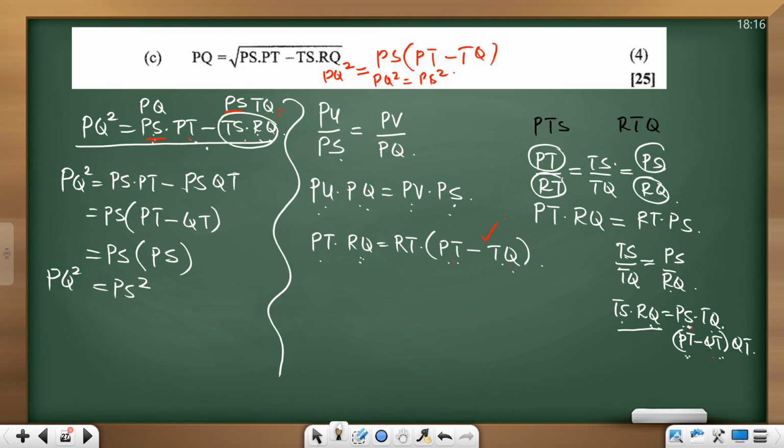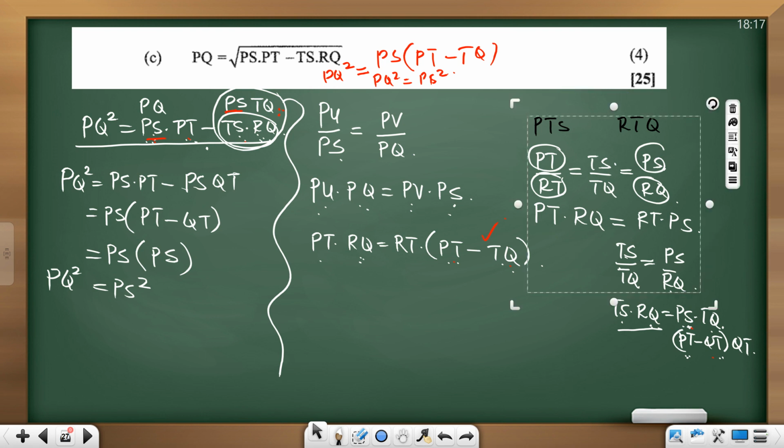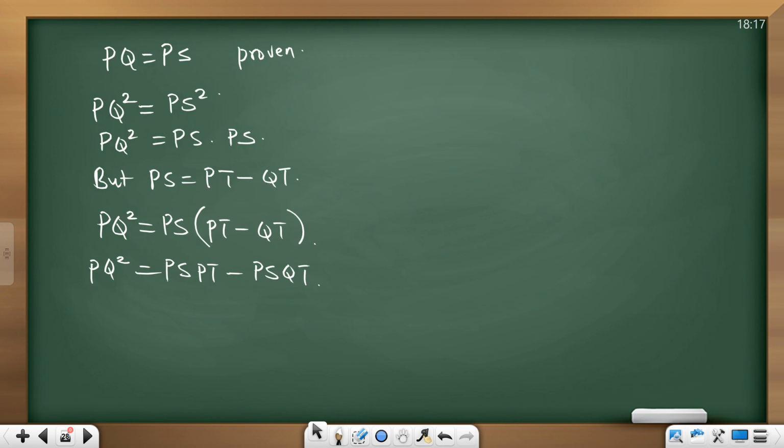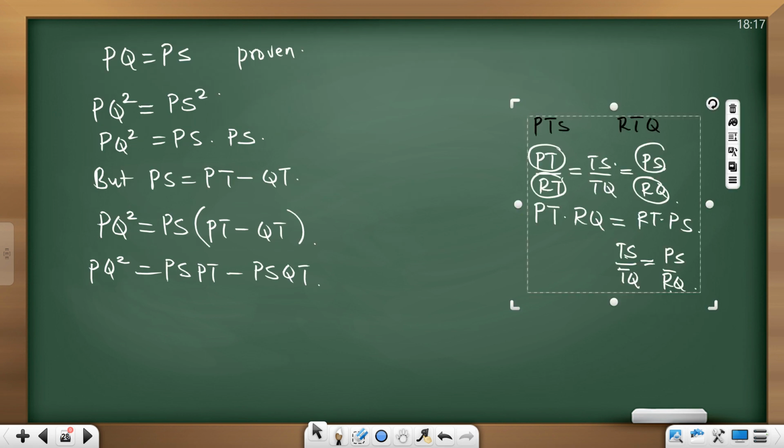Where are we going? We are going to PS PT minus what? TS. Now, do you remember we were able to do this? From where? From this what? Ratio. I don't know if you see where we have already arrived. You don't see that we have arrived? Can I copy this? I am done, guys. This is how we do.